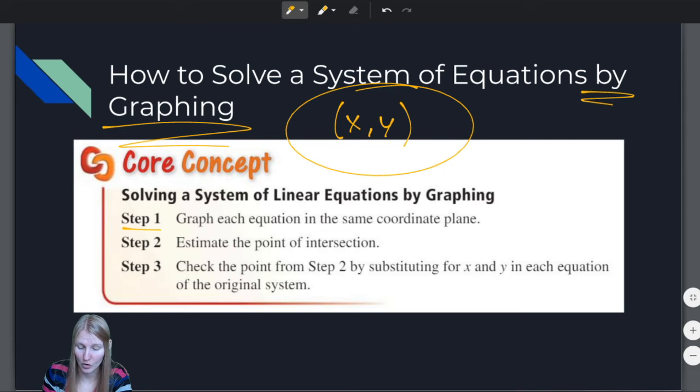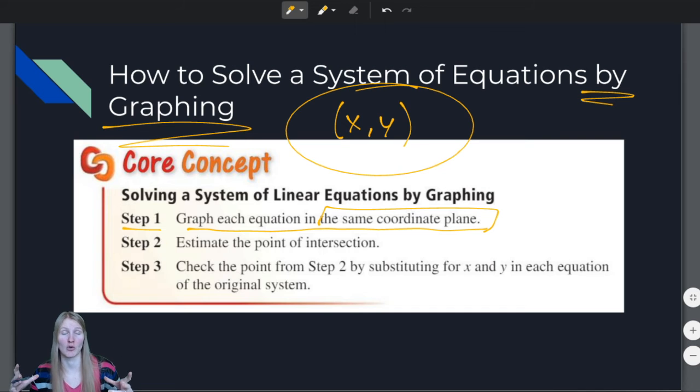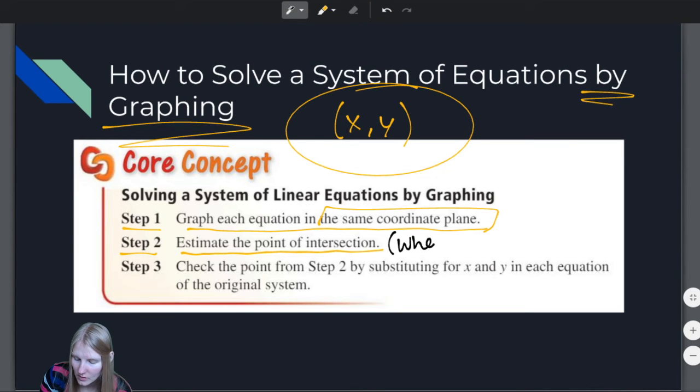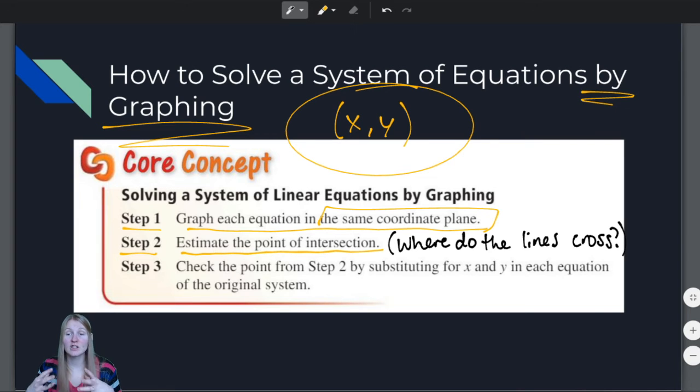Step 1, graph each equation in the same coordinate plane. The same coordinate plane just means on the same graph. So draw the equation of each line on the same coordinate plane. Step 2, estimate the point of intersection. And we're going to rewrite that in easier words: where do the lines cross? You want to find the point where the lines cross. That's what step 2 is.